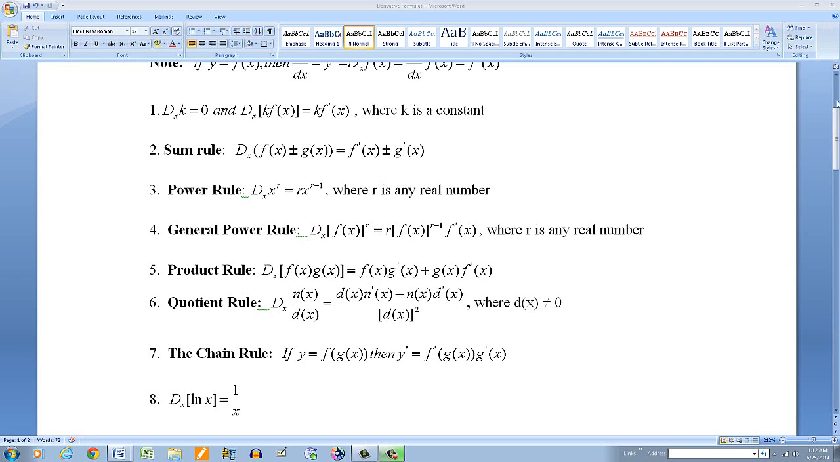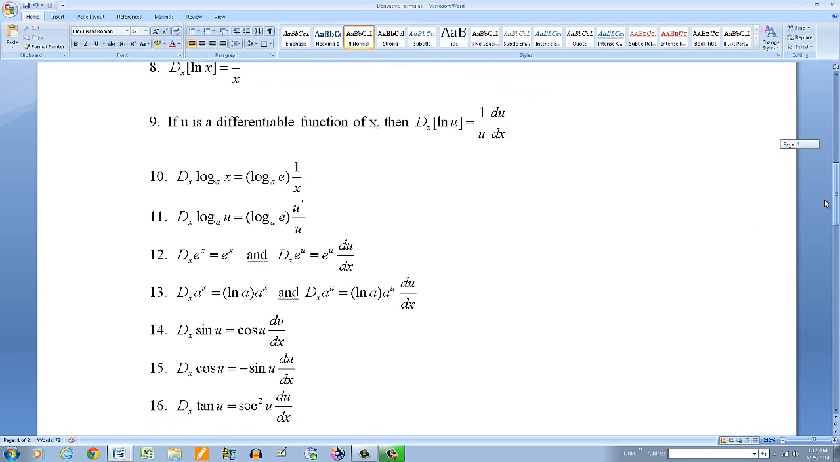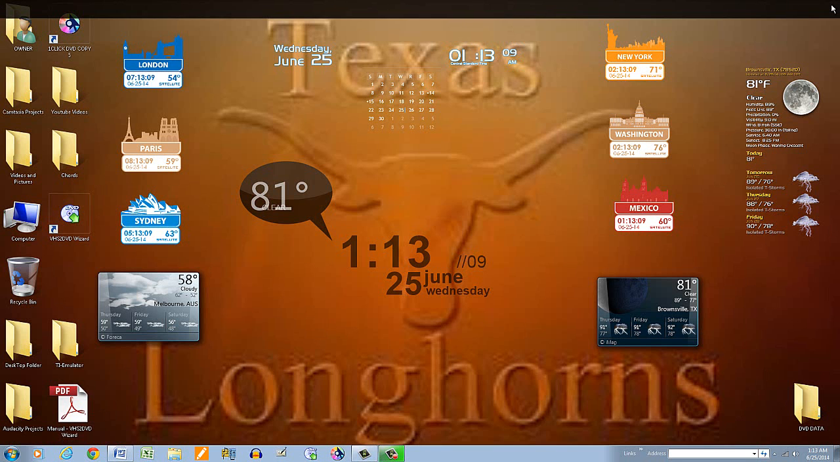I'll also be using, like I did in the last video, the formula for the derivative of an exponential, which is number 12 here, in particular the general one, the second one, which states the derivative of e to the u with respect to x is e to the u multiplied by the derivative of the exponent, which in this case is u. And of course we use the basic formulas also, but those are the main ones.